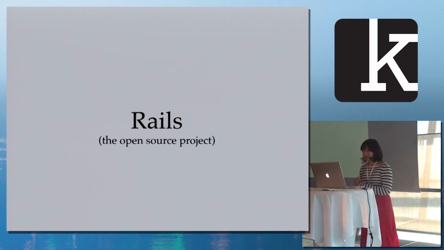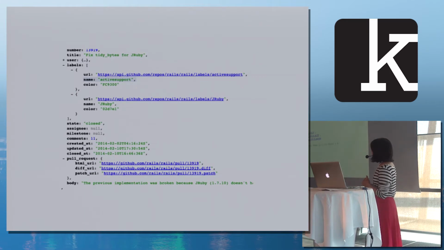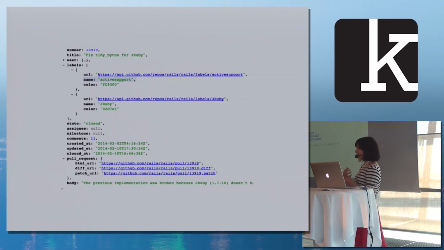So I've always been curious about how open source communities work. I work with Rails nearly every day, and I know it's a very active project on GitHub. So I chose Rails, the open source project, as a data source. Before I dove into this data, I didn't really know what to expect from the data I would find on GitHub. So I started by asking a really simple question: how can we visualize the Rails community? It's a very broad question, but it led me into asking what data to look for. And so eventually I settled on issues on GitHub, on the Rails open source project.